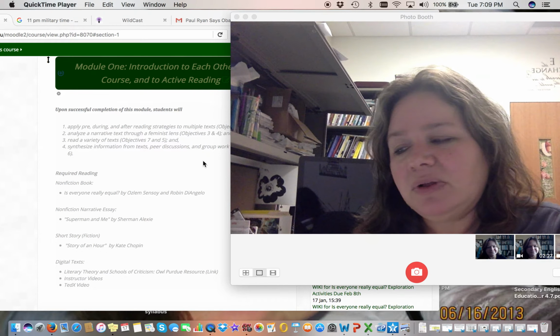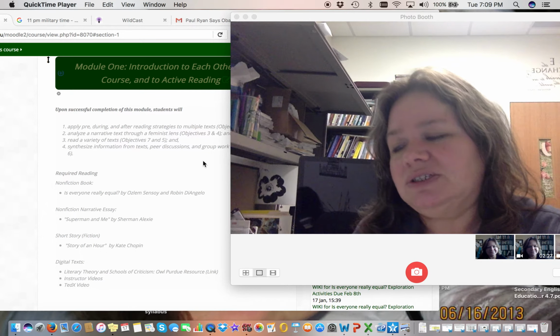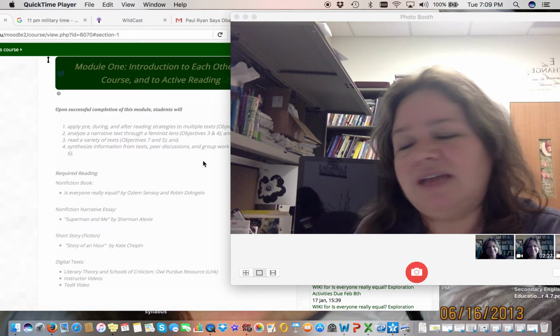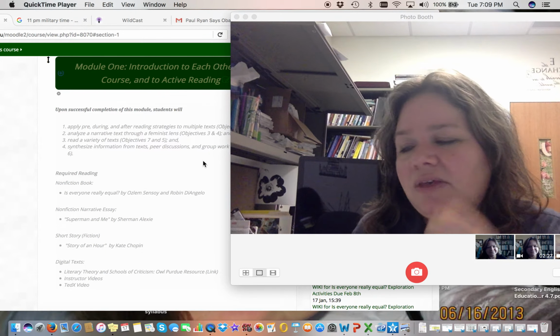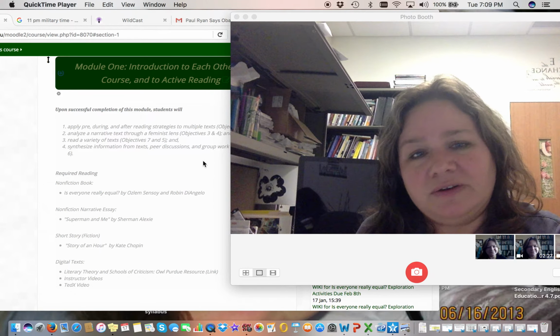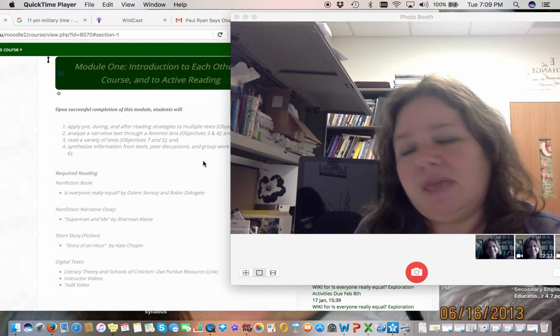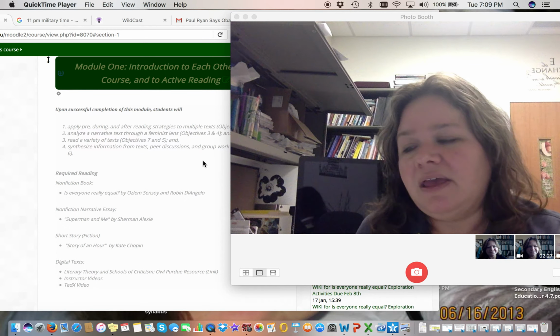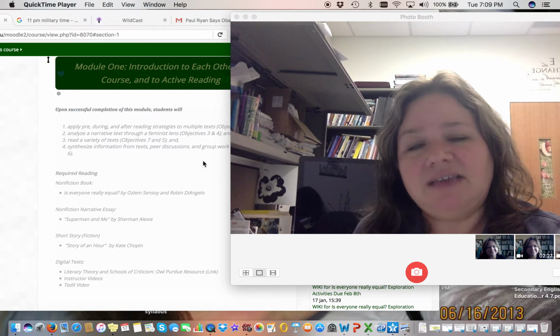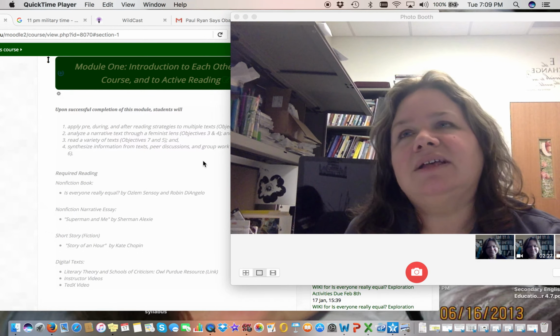The next reading strategy is making connections. There are actually three different symbols that I have students use, and they're all part of the same reading strategy, making connections. The first is text to self connections, and the symbol is TTS, text to self. So that's when you're reading along.